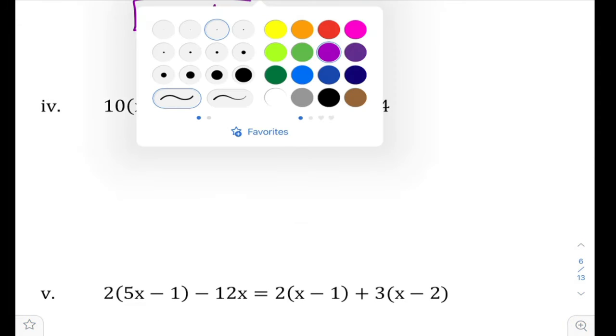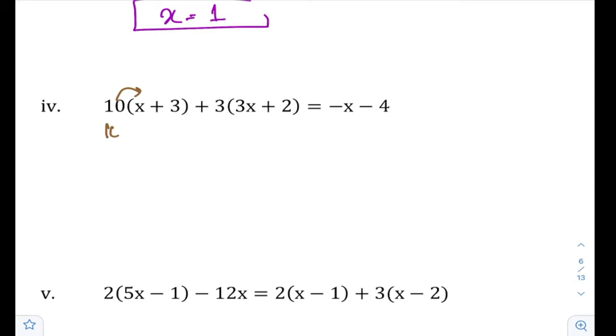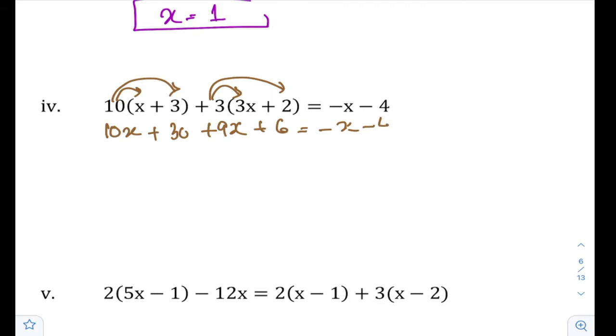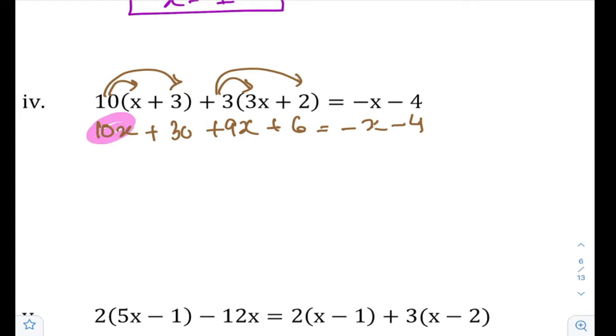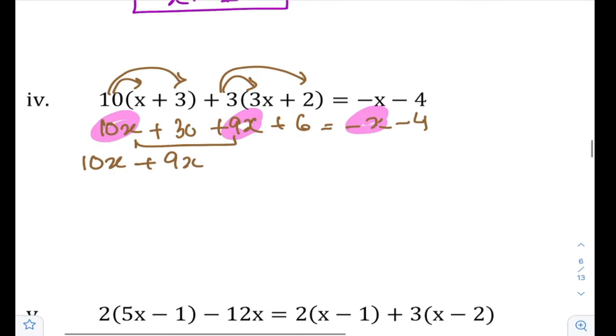I will do the same thing. 10 times 3 is 30. 3 times 3x is 9x. 3 times 2 is 6. As usual, combine like terms. We have here 10x, 9x, negative x. I'll bring them all on one side. If you bring the 9 here, you are not changing from side to side. Don't change the sign. You are still in the same side. Bring the minus x, it will be plus x equals to.